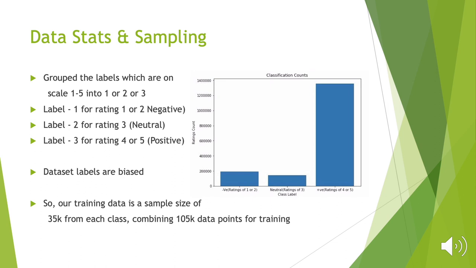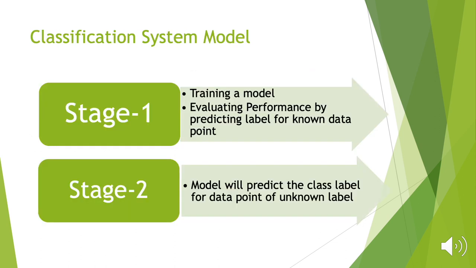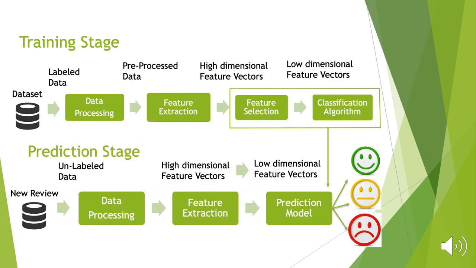And coming to the next, this is the classification system model. Our classification system model consists of two stages. The first stage consists of training a model and evaluating the performance by predicting the label for known data points. And stage two consists of the model which predicts the class label for the data point of unknown label. So let's take a look into each stage clearly.